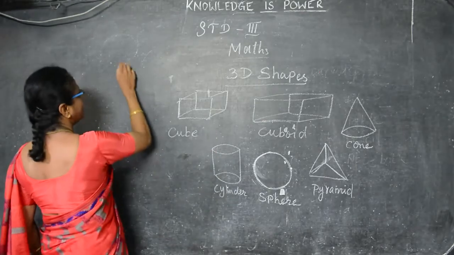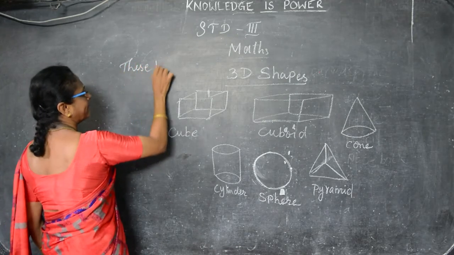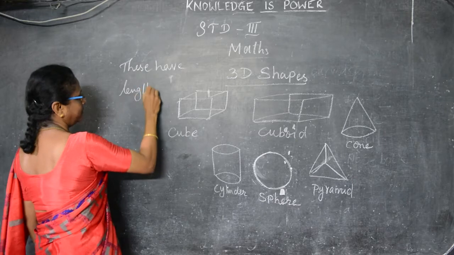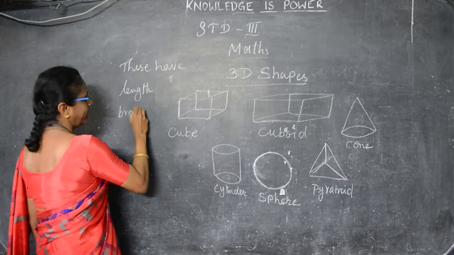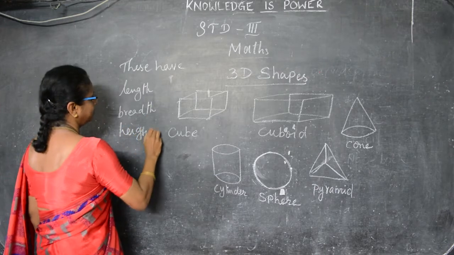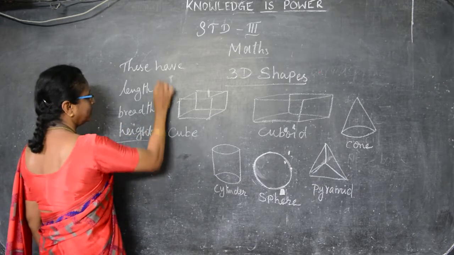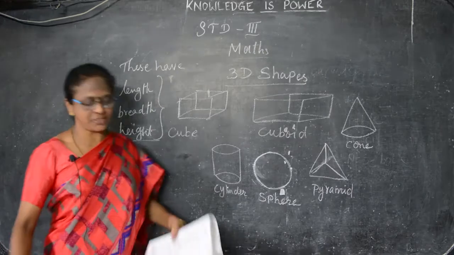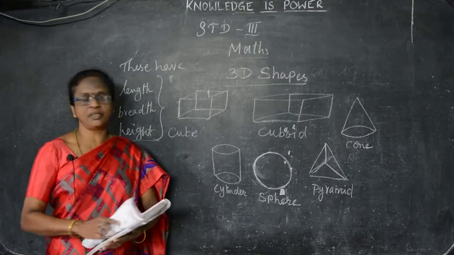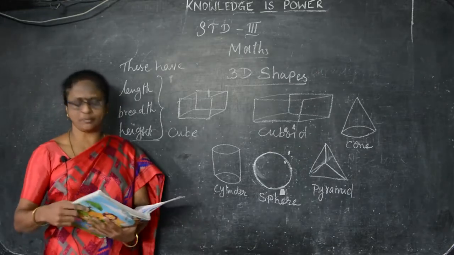So these have length, breadth and height. That's why they are known as 3D shapes. Okay. So in 3D shapes, a cube is a solid shape and a cuboid, everything is a solid shape.